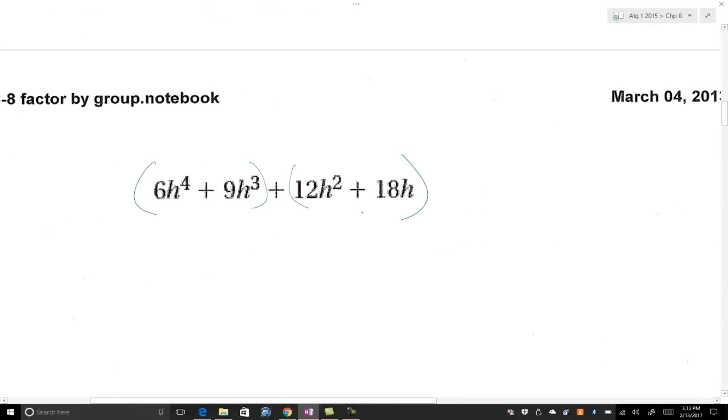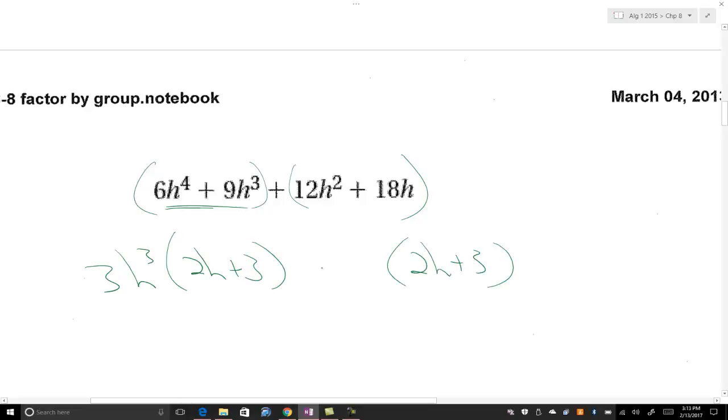So when we're solving our trinomials, we usually start with x squared, then we have xx. So these might be a little bit different. Same approach. So 6 and 9, 3. H cubed they both have. So 2h plus 3. I want 2h plus 3 if this is going to work. So they're both divisible by 6. The signs, no change, nothing going on there.